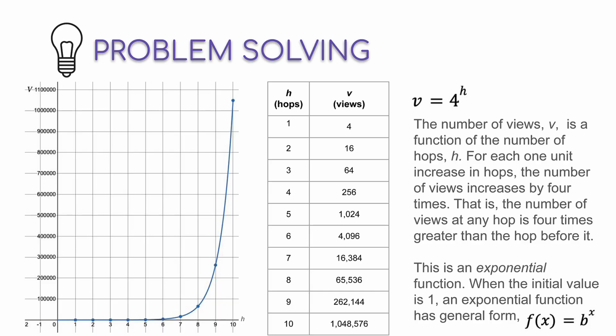We observe that v is equal to 4 to the h. That is, the number of views v is a function of the number of hops. For each 1 unit increase in hops, the number of views increases by 4 times. That is, the number of views at any hop is 4 times greater than the hop before it. This is an exponential function. When the initial value is 1, an exponential function has a general form of f of x equals b to the x. We also represent this graphically. You can see how rapidly the views increase as the hop count increases.